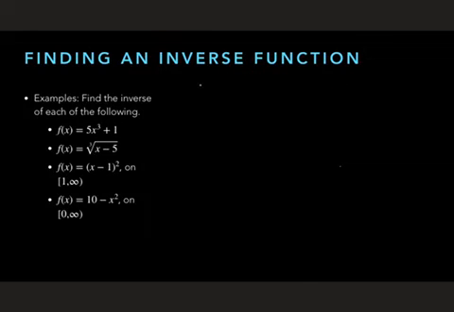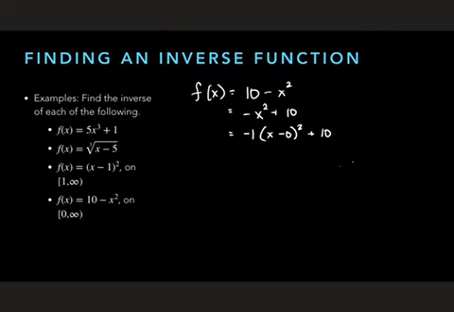I've got another parabola. f of x is 10 minus x squared. Now I'm going to rewrite this to make it negative x squared plus 10. This is still in vertex form. I know it doesn't really look like it, but it does. If I rewrite this as negative 1 times x minus 0 squared plus 10, now it's in vertex form. Now that looks familiar. Our vertex is going to be at 0, 10.